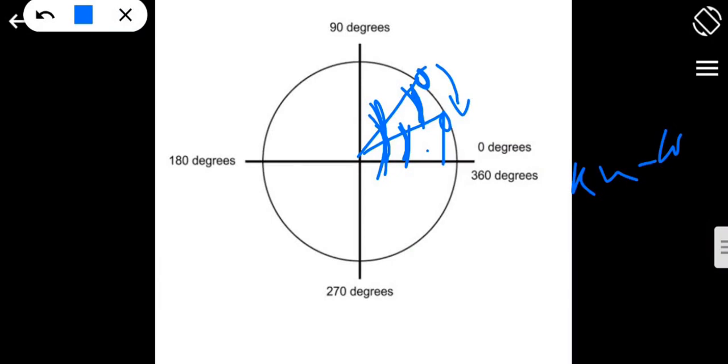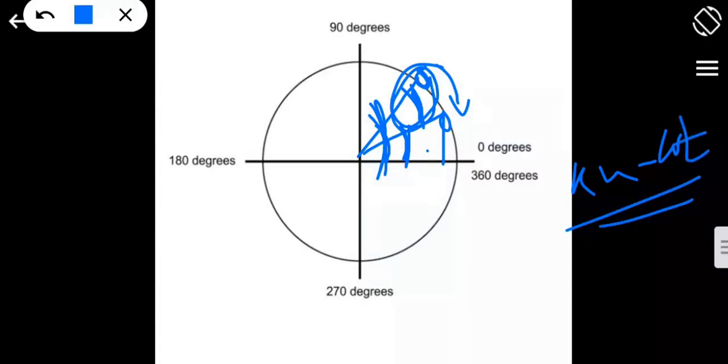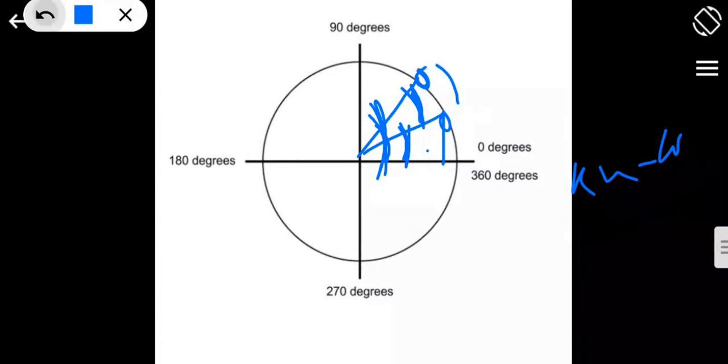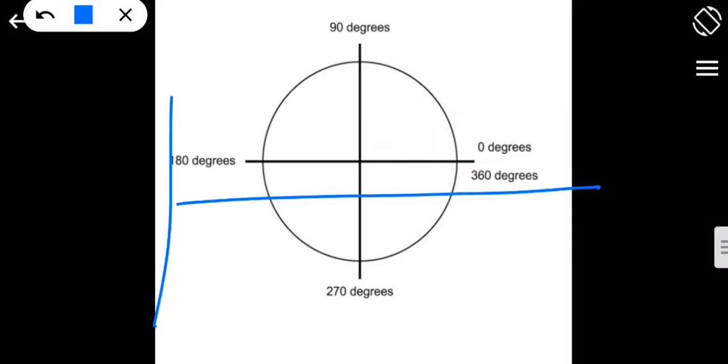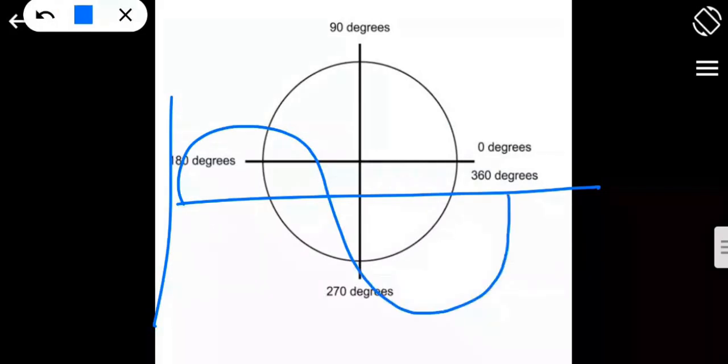When this particle is traveling in the clockwise direction, this angle is kx minus omega t. At this stage it will become kx minus omega t, if it is a clockwise rotation like this. If the wave is traveling from left to right, you will always achieve this one.